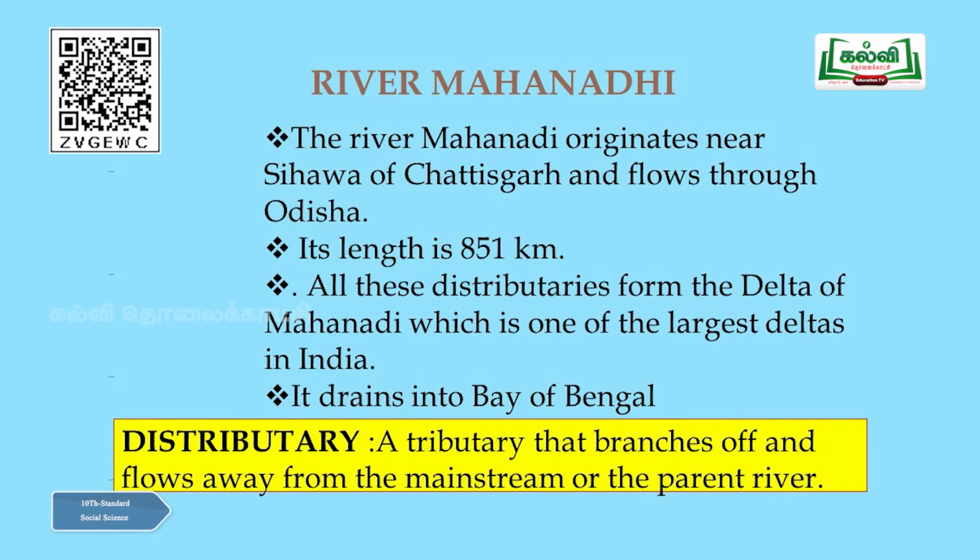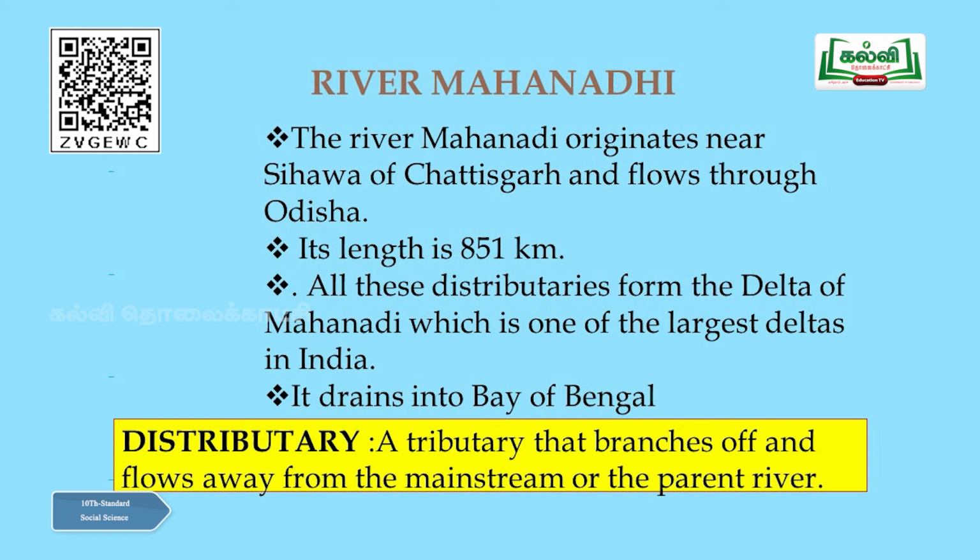Now let us see in detail about the South Indian rivers. The first one, river Mahanadi. This river Mahanadi originates near Sihawa of Chhattisgarh district and flows through Odisha. Its total length is 851 km. All these distributaries form the delta of Mahanadi, which is one of the largest deltas in India, and at last it drains into Bay of Bengal.